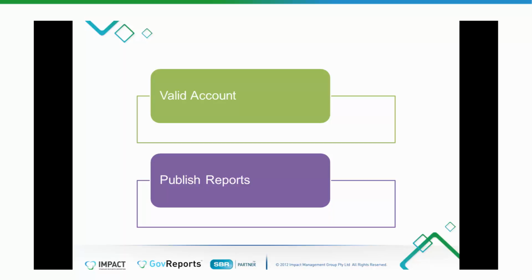Prepare and lodge business activity statement with SageOne. Before using GovReports to lodge SageOne BAS, ensure you have a valid subscription with GovReports and SageOne. Secondly, the report can only be imported into GovReports for lodgement if it had already been published in SageOne.